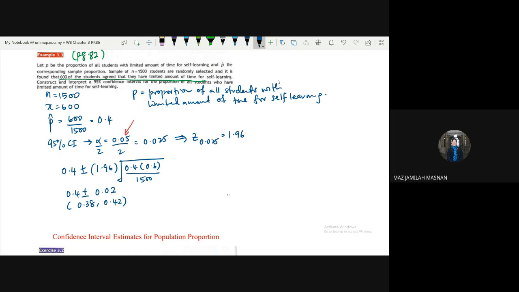So how do we interpret this? We are 95% confident that the proportion of all students who have limited time for self-learning is between 0.38 and 0.42, or you can put it in percentage, 38% and 42%. Either one is fine. Any questions so far, class? Any questions?